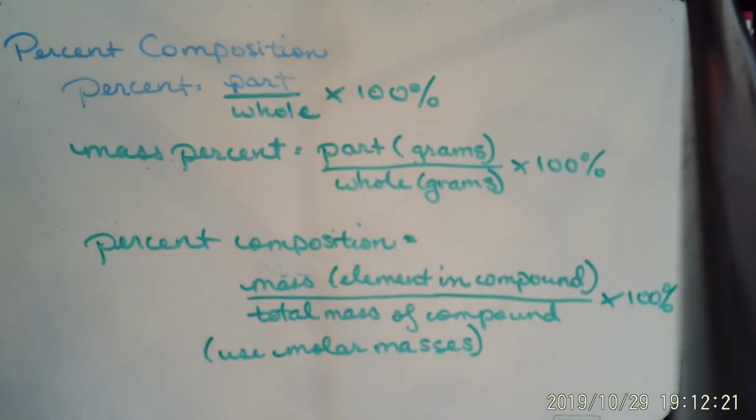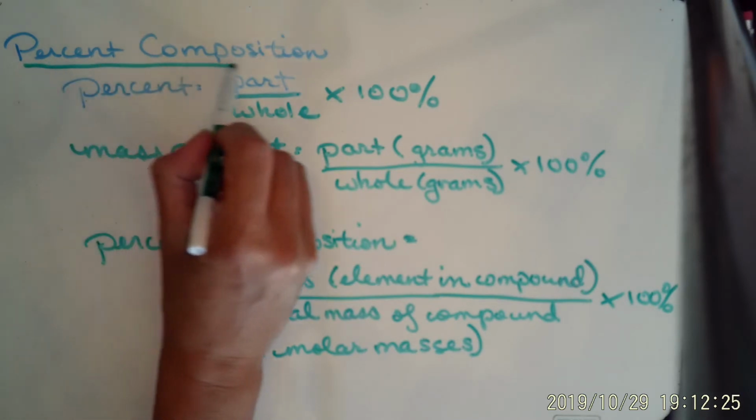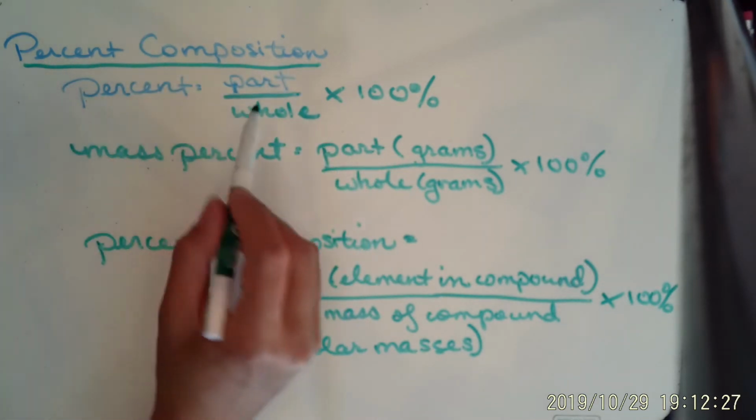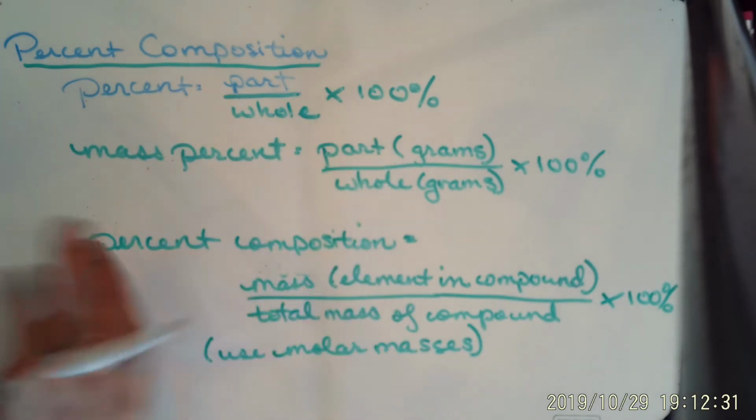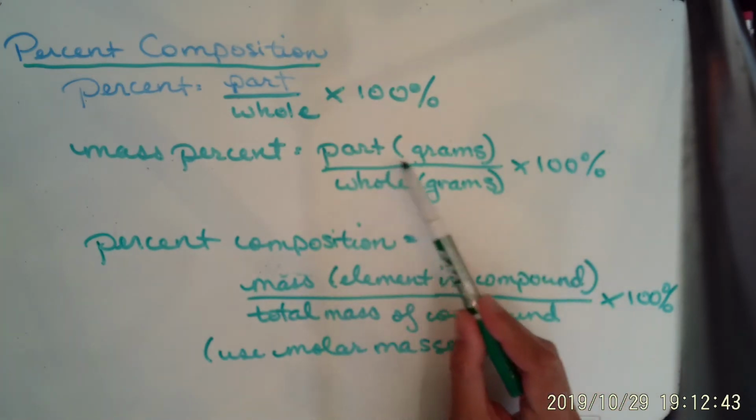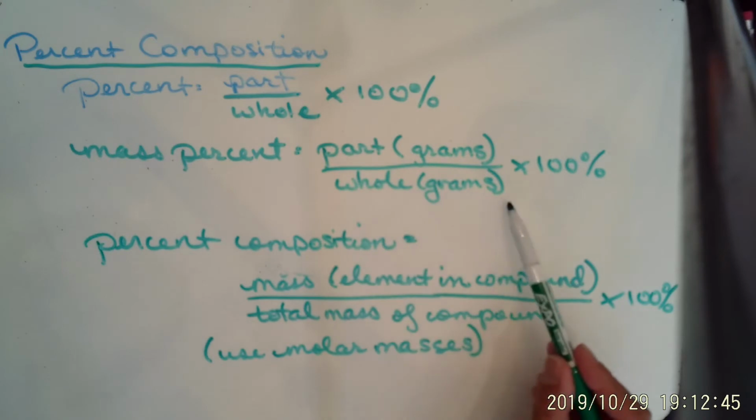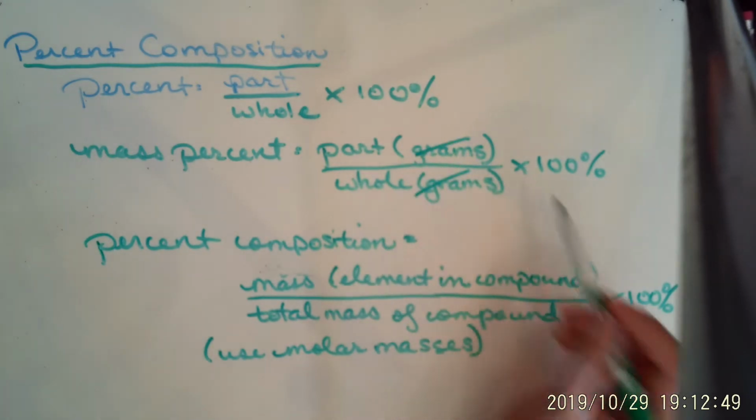Okay, the next topic is going to be percent composition. Remember, when we talk about percent, how do you calculate it? It's the part divided by the whole times 100%. And we've done this when we talked about roses. Now, we also went through and talked about mass percent, where the part is in grams and the whole is in grams. So my units will cancel out times 100%.